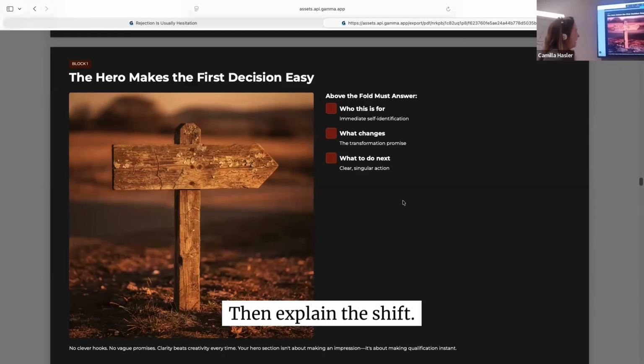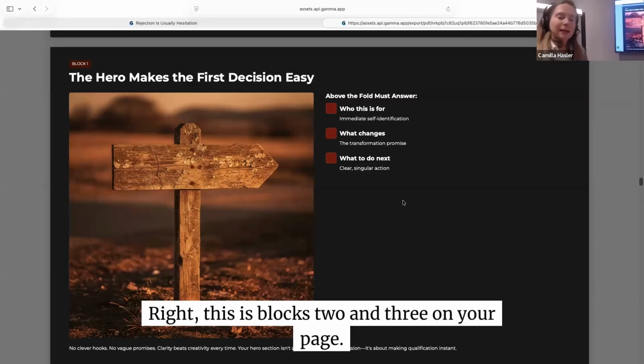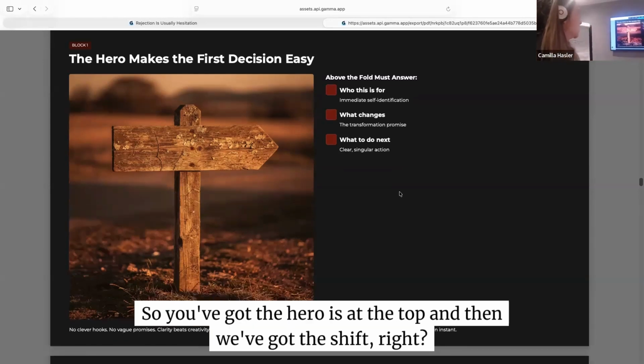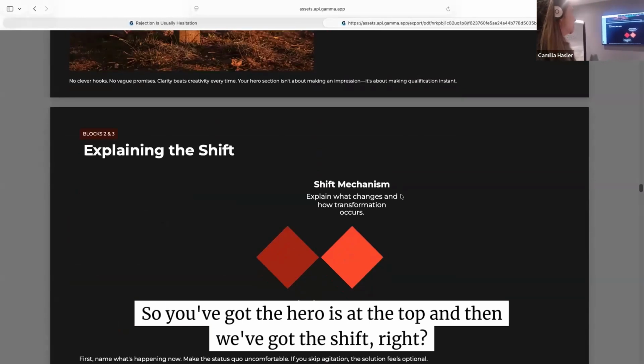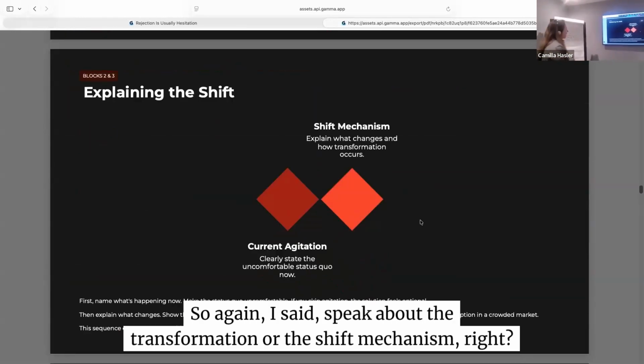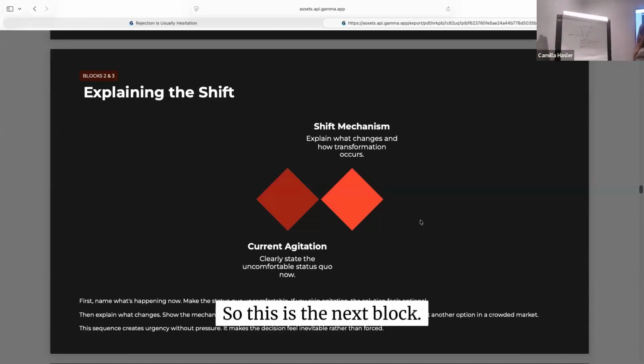Then explain the shift, right? This is blocks 2 and 3 on your page. So just imagine the structure. You've got the hero at the top, and then we've got the shift, right? These are blocks 2 and 3. So again, I said, speaking about the transformation, or the shift mechanism, right? So this is the next block.